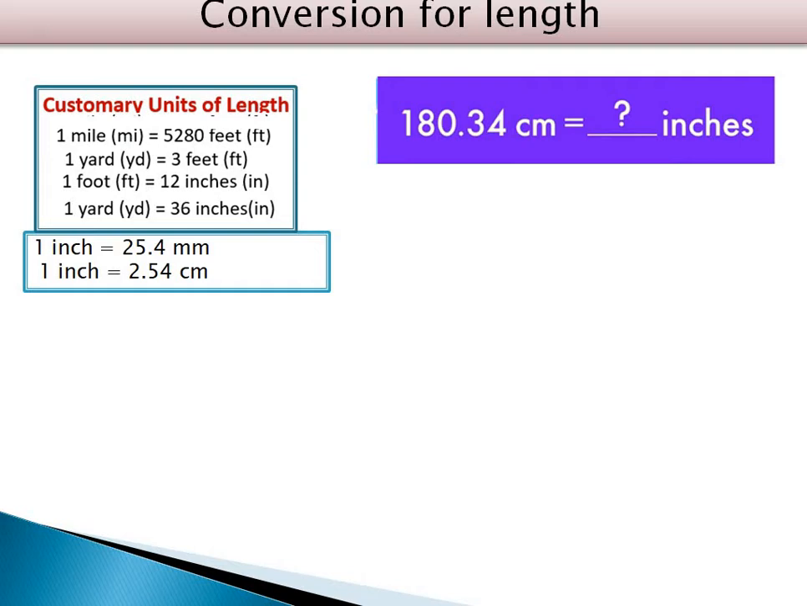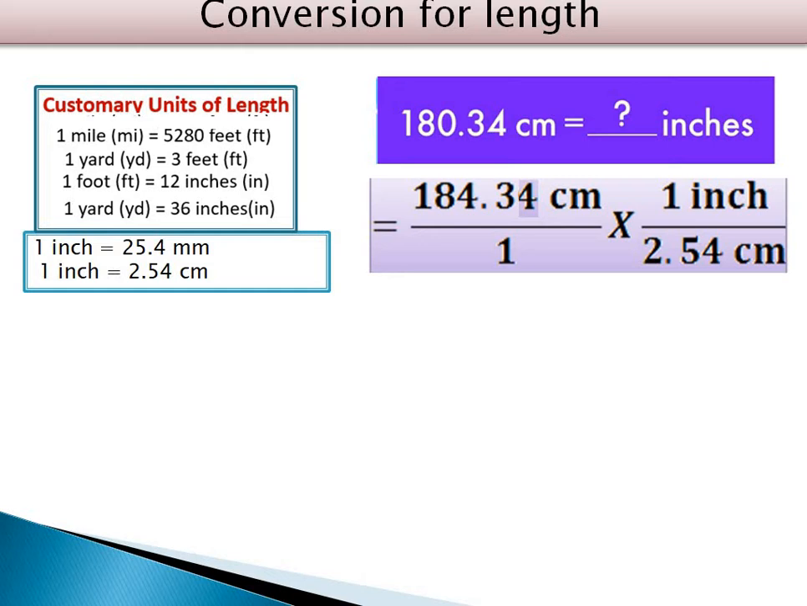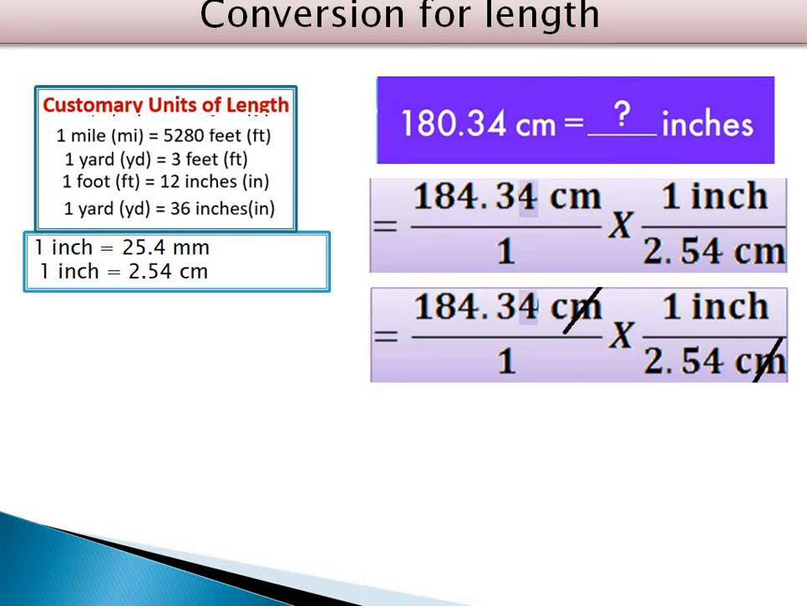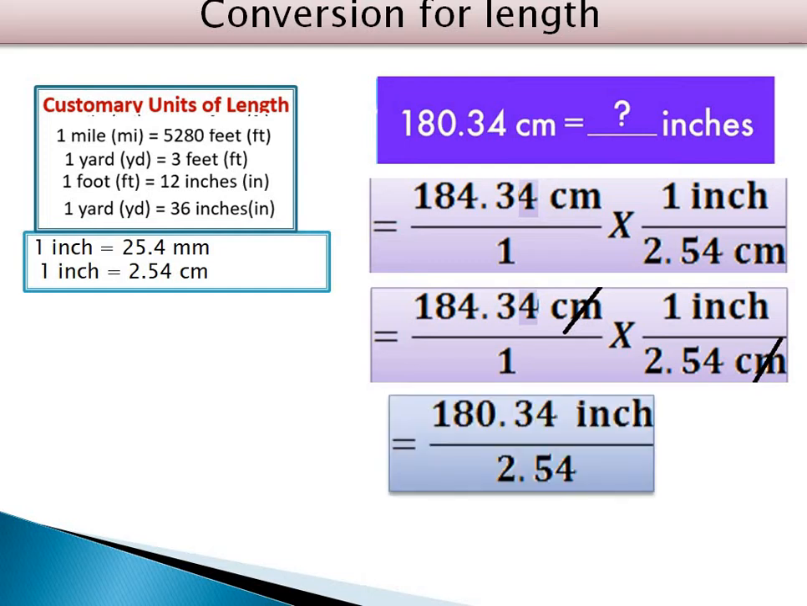So here we will take some examples. 180.34 centimeter is nothing but how many inches? So it can be given as 180.34 centimeter into 1 divided by 2.54, converted into inches. So centimeter unit will get cancelled, and it will be 180.34 divided by 2.54 inches. So it is nothing but 71 inches.